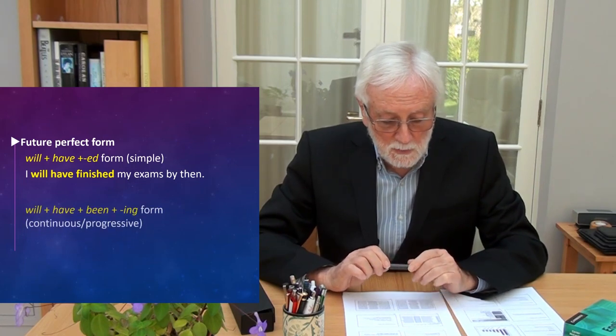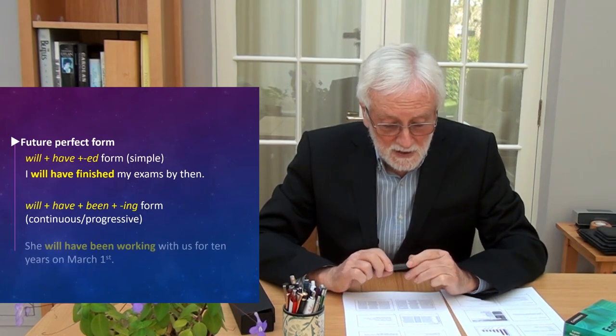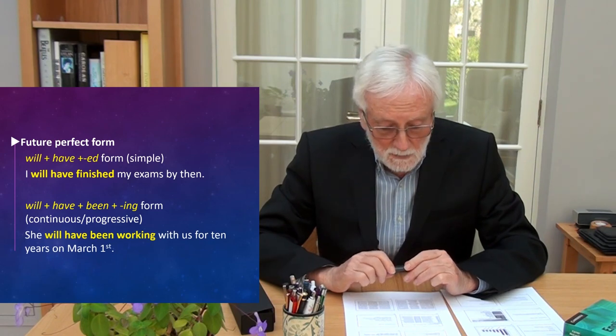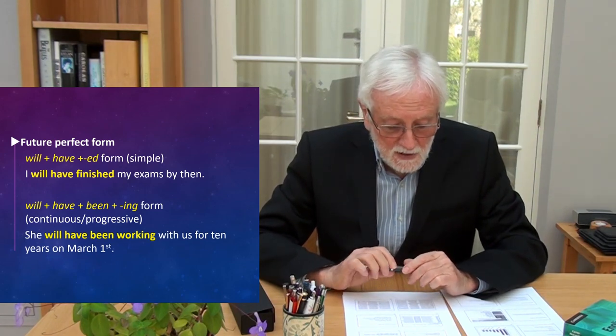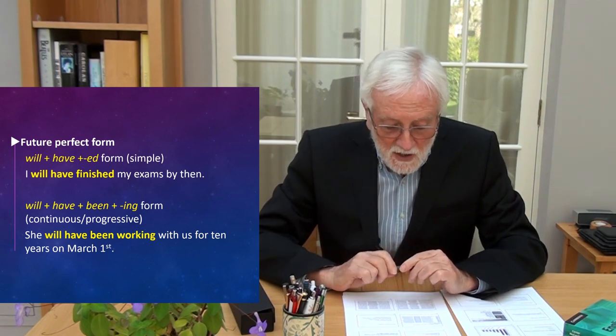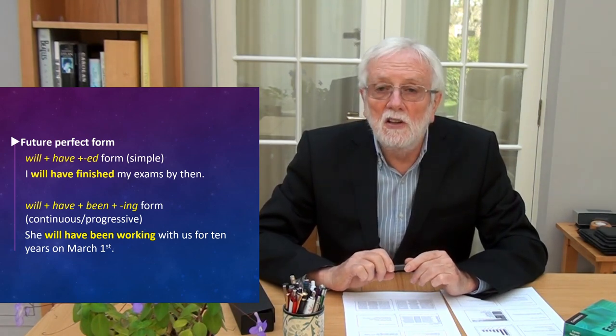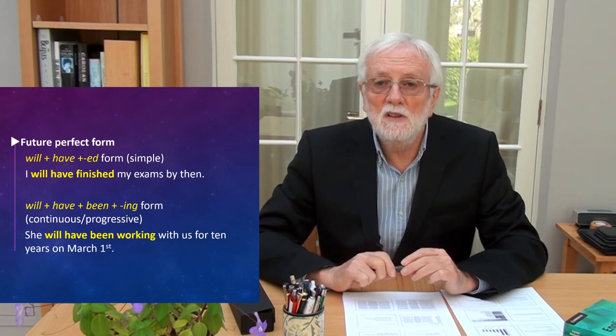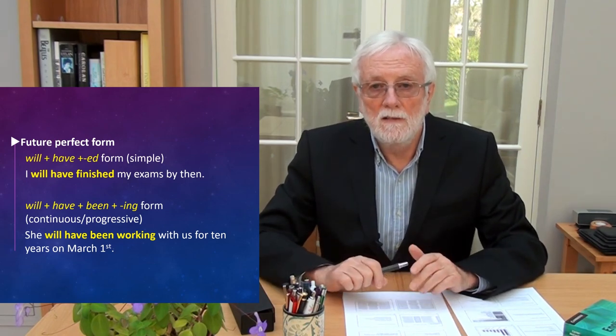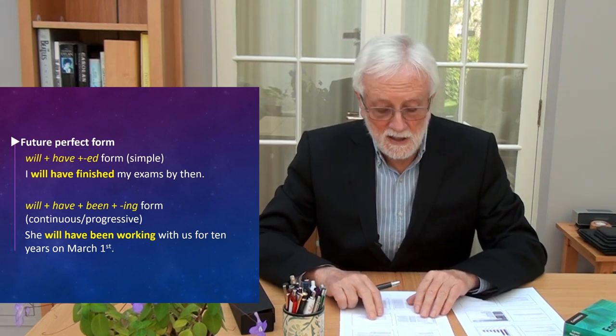The continuous form is will or shall plus have plus been plus the ing form. This is the continuous or progressive aspect. "She will have been working for us for 10 years on March the 1st." Once again, we're looking forward in time to March the 1st, and at that point this person will have completed 10 years of working for the company.